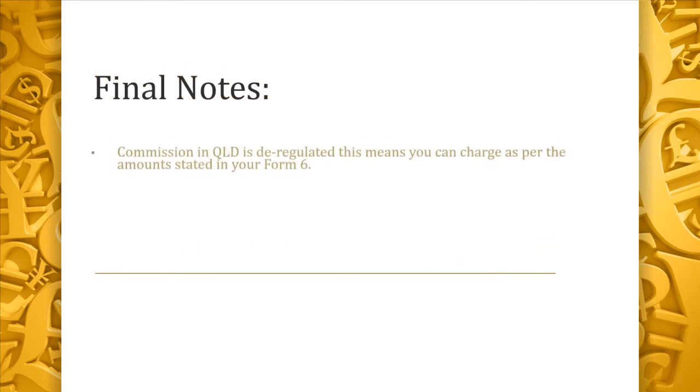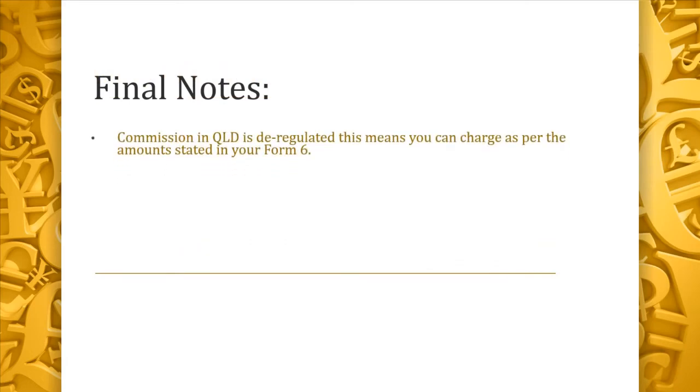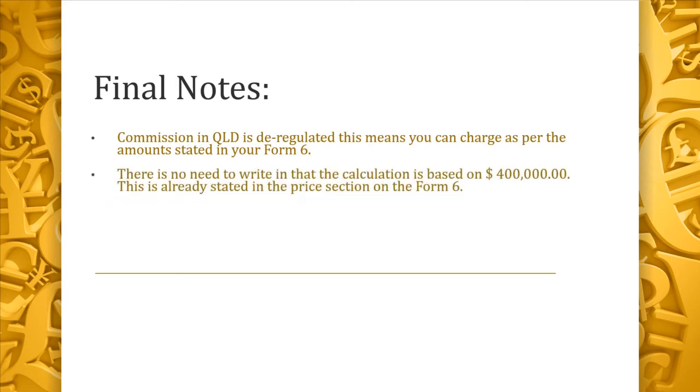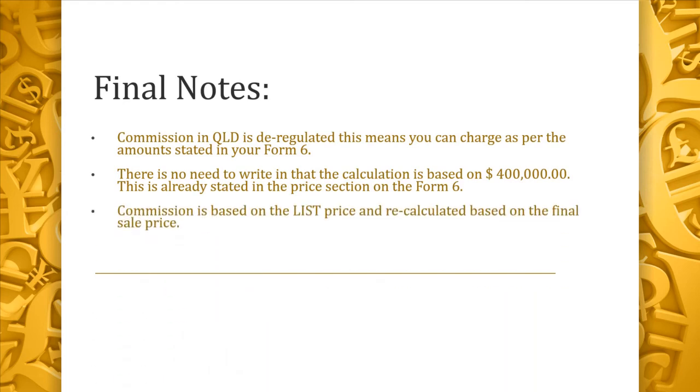So just some final notes. Commission in Queensland is deregulated, which means that you can charge as per the amounts listed on your Property Occupations Form 6 agreement. There is also no need to specify that your commission is based on a particular price, because that is already specified in the price section of the document.